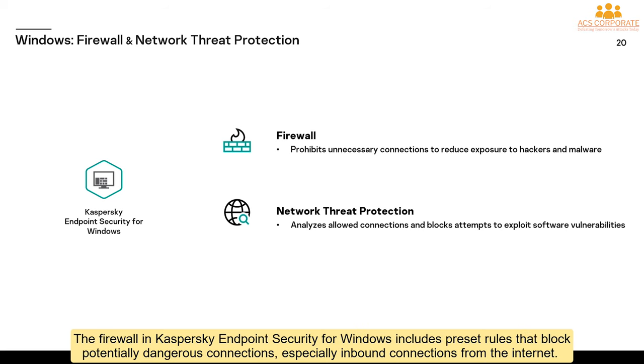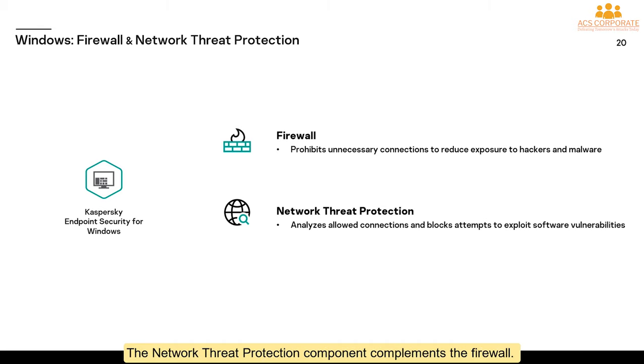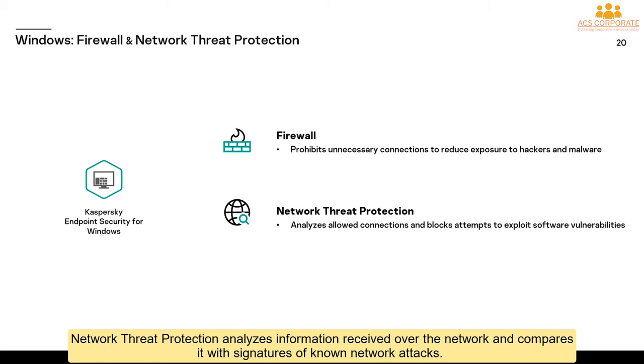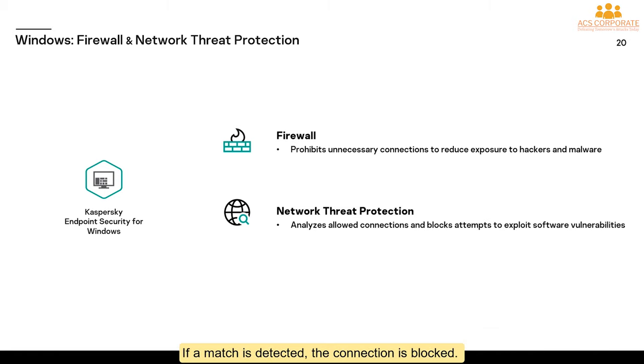The firewall in Kaspersky Endpoint Security for Windows includes preset rules that block potentially dangerous connections, especially inbound connections from the internet. The network threat protection component complements the firewall. Network threat protection analyzes information received over the network and compares it with signatures of known network attacks. If a match is detected, the connection is blocked.